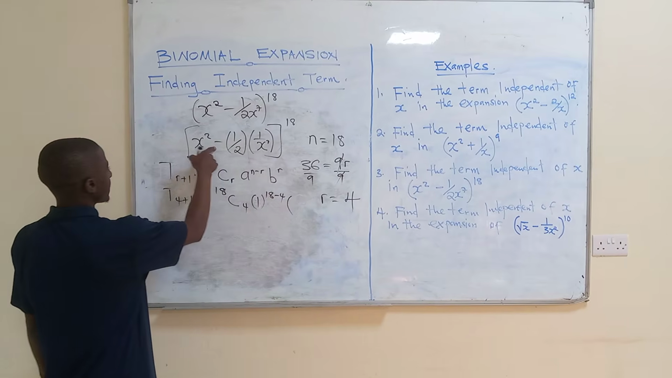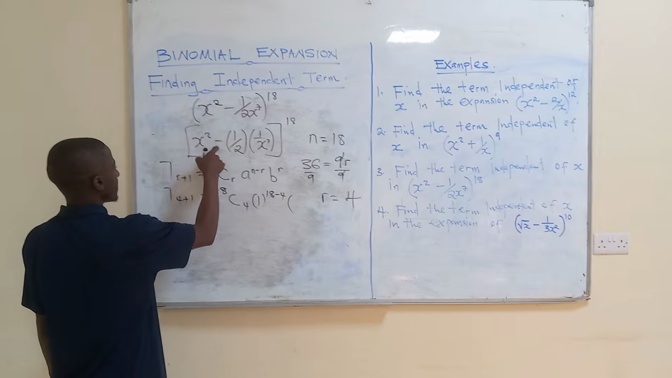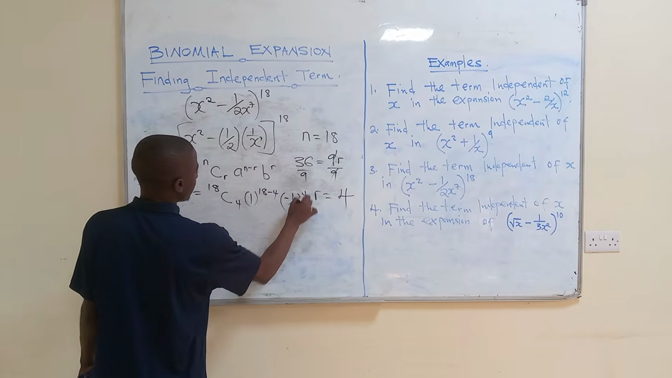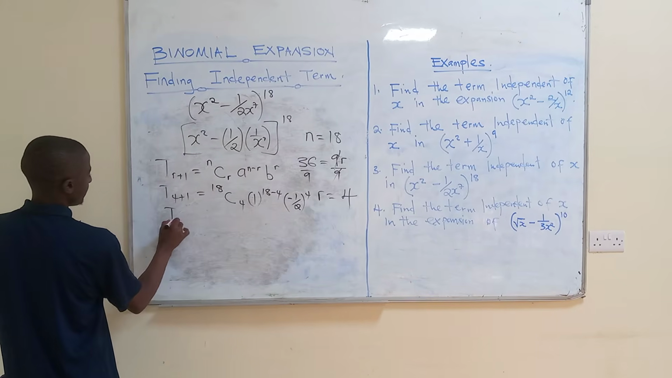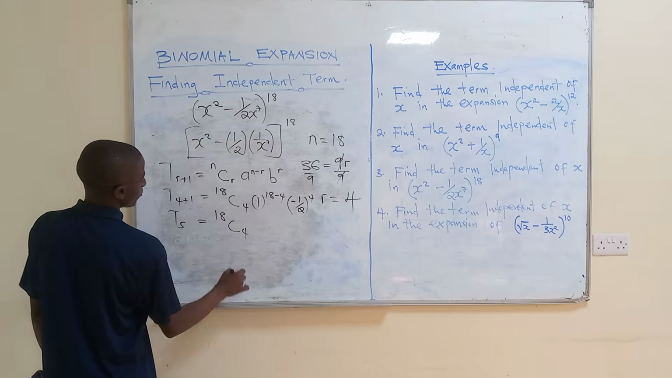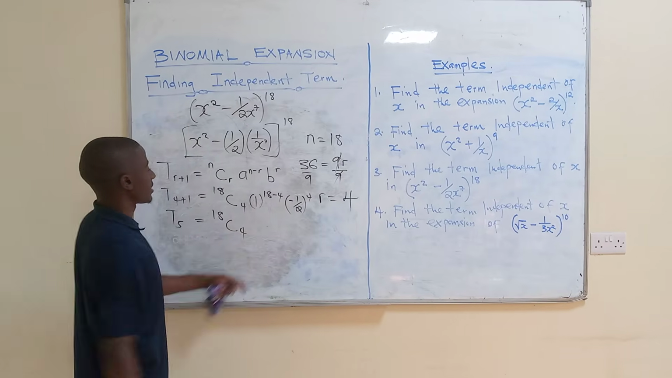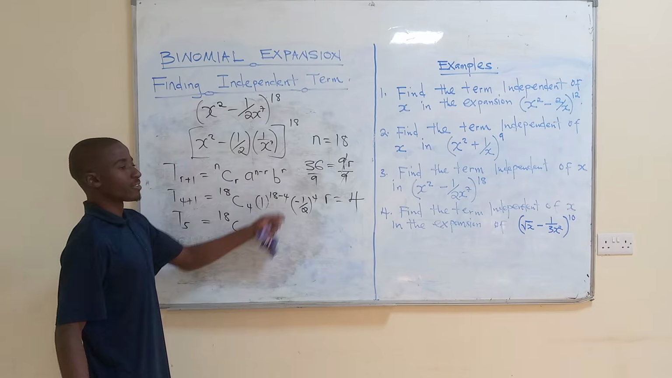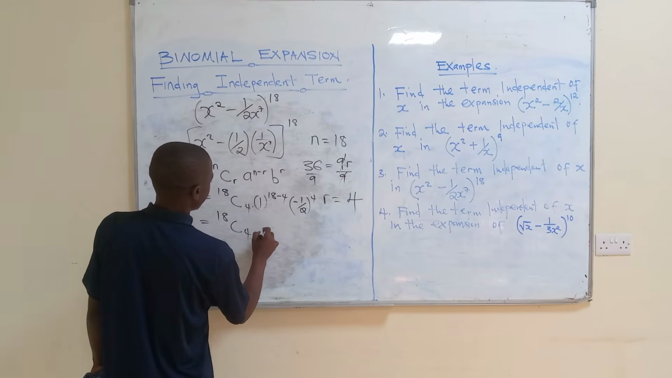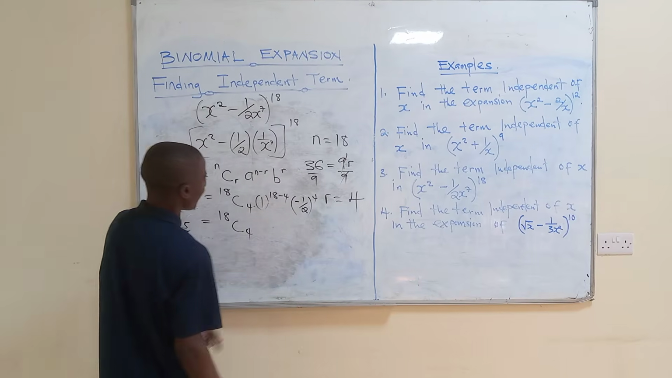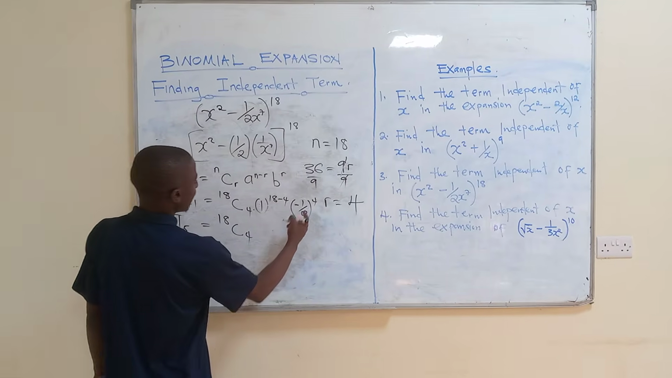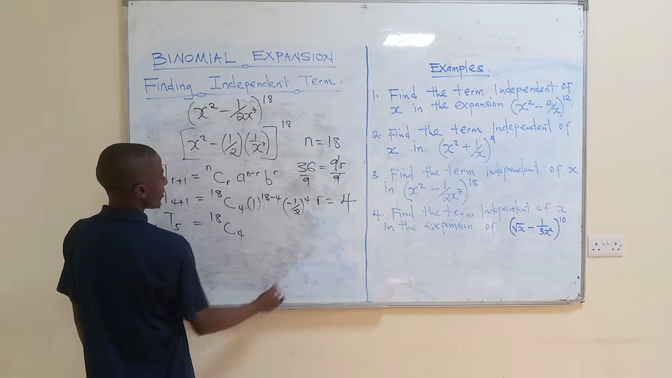b there, that is negative what? Coefficient of this x, that is negative 1 over 2. Negative 1 over 2 to the power 4. So T5, when you add, is equal to 18 combination of 4. When you subtract 18 minus 4, what are you getting? 18 minus 4? 14. 14. So 1 to the power 14, that is what? 1. And then 2 to the power 4, what are you getting?